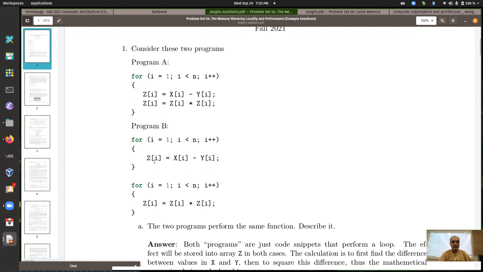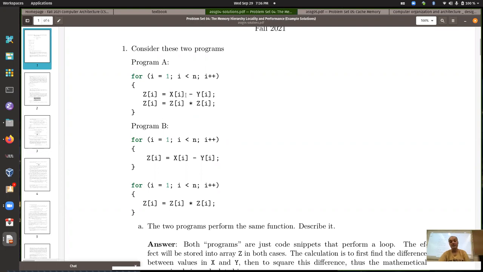So we would get Z once in order to do the assignment, and then in the second loop that would maybe get kicked out if these arrays were big enough. So we would end up having a second cache miss for that same value of Z that we want to square and assign back in there. Okay, so that doesn't happen if this all happens where the subtraction and the multiplication happen temporally.